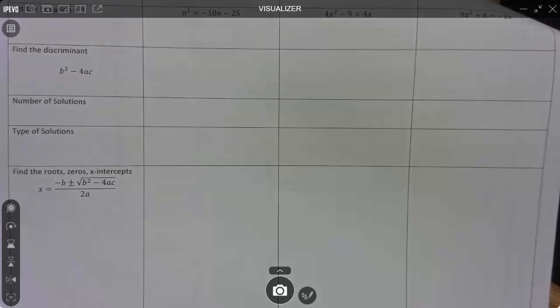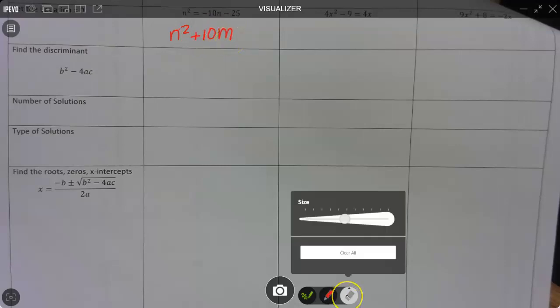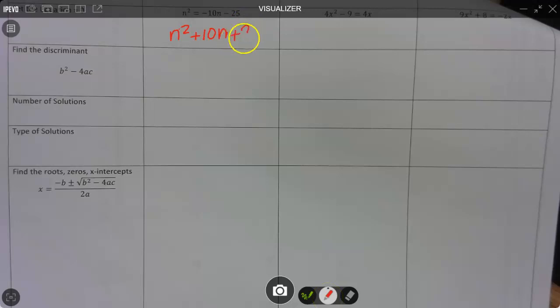Right. So the very first thing we want to do is exactly what the directions at the top of that page say, which is to get that set equal to 0. So n squared minus 10n minus 25 tells me that I need to add 10n to the other side, as well as add 25, so that it is set equal to 0.